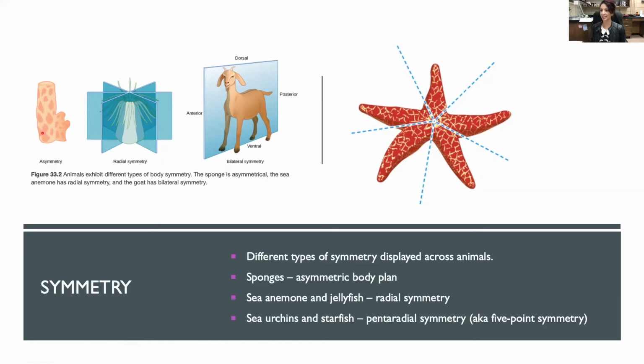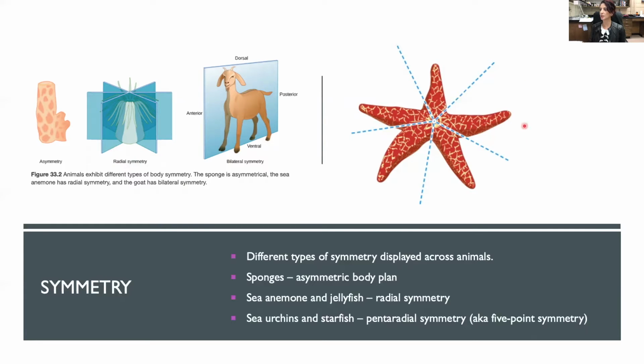By contrast, the sea anemone and jellyfish display what we call radial symmetry. So you can cut many different planes about their central axis, and it will always be a mirror image. And that's because they're basically like a cylinder. They display radial symmetry. There's a special type of symmetry that's radial in nature called pentaradial symmetry, or 5-point symmetry.